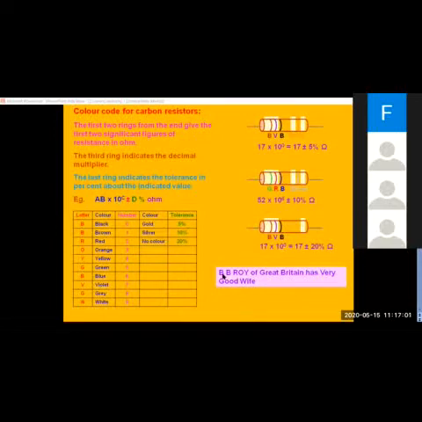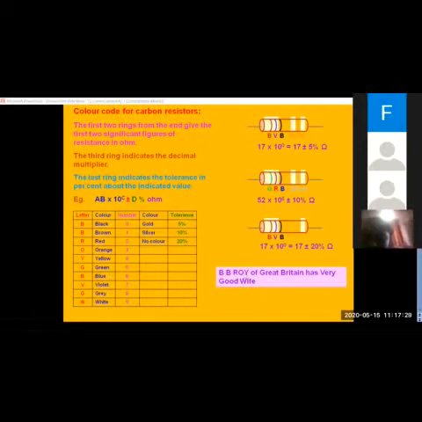The second one stands for brown. In ROY, R stands for red, O for orange, Y for yellow. G stands for green, B stands for blue, V stands for violet. G stands for gray and W stands for white. You can see these colors here.